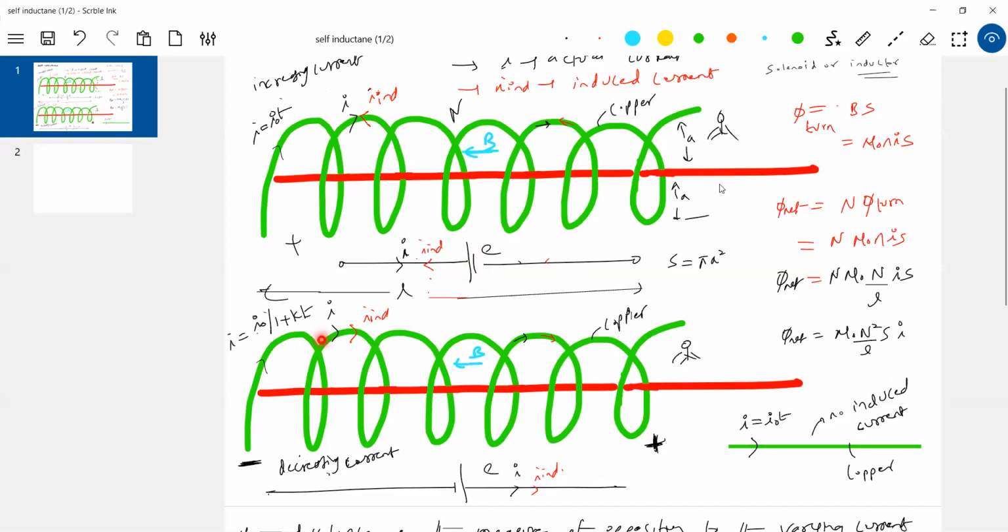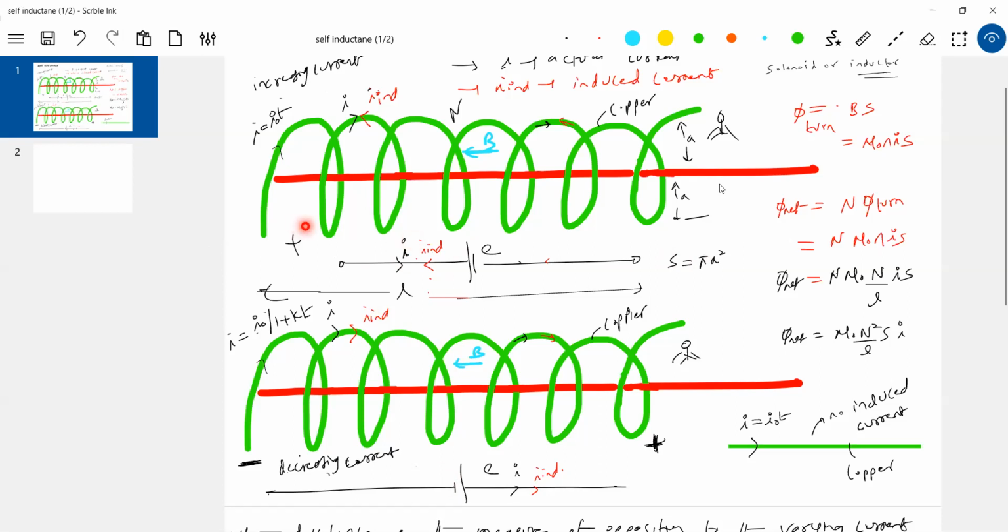Look at this one now. Current is decreasing. So what will this coil do? It will try to increase that current. So it will push induced current in the direction of actual current. So I induced is flowing towards right. Therefore, this end should be positive. So the polarity for this inductor depends on the induced current. Are you able to understand? In both cases, actual current is flowing from left to right, but induced current changes direction based on how the current is varying.